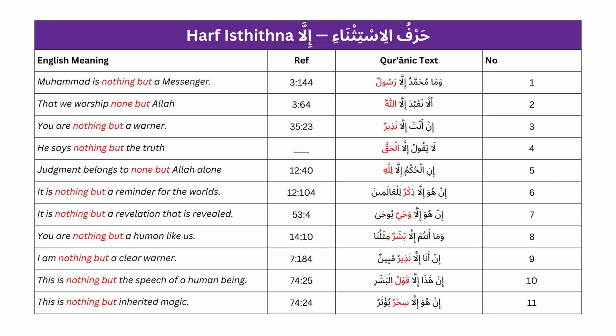Third example, in anta illa nadhir. You are nothing but a warner. 35:23. The sentence begins with in, which acts as negation. Then Illā restricts the meaning to one description, nadhir. Grammatically, this is a nominal sentence, and nadhirun is the khabar in the marfu form.